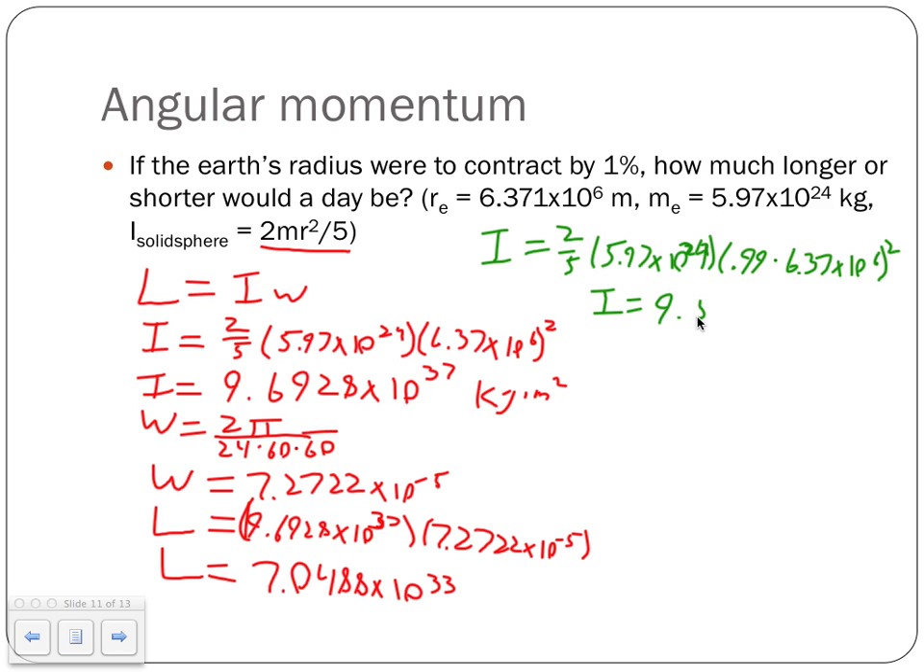Doing the math, it comes out almost on the dot to 9.500 times 10 to the 37th. Looking at it, the moment of inertia has dropped a little bit. It was 9.69 times 10 to the 37th, and now it's 9.5. That makes sense. The Earth is contracted, so the mass is not as spread out as it was before, and that lowers the moment of inertia. Let's go ahead and figure out the remainder of this, because we know the angular momentum is still the same, 7.0488.